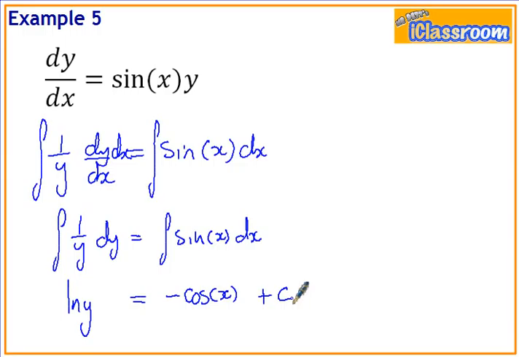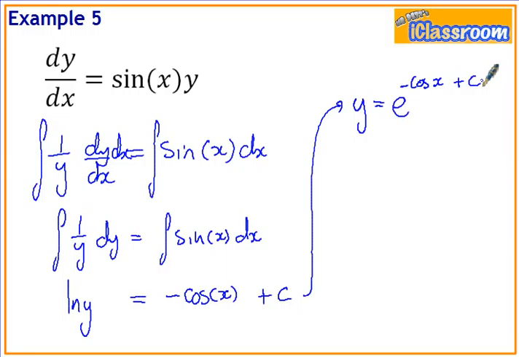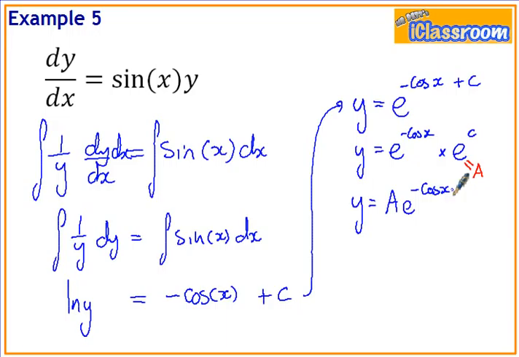I could choose to here raise everything to the power of e. So on the left hand side, if I raise that to the power of e, I would get y, and on the right hand side I'd end up with e to the minus cosine x plus c. Now, remembering my rules for indices, this is y is equal to e to the minus cosine x times by e to the c. Now, when we raise e to a constant, it is still constant, and usually we refer to this as a. So my final answer is going to be y equals a e to the minus cosine x.